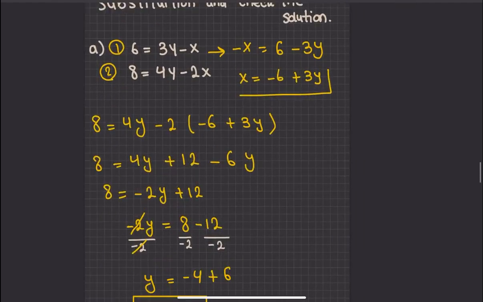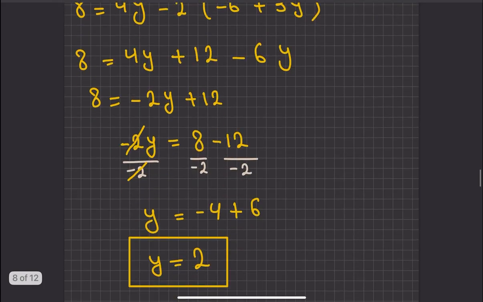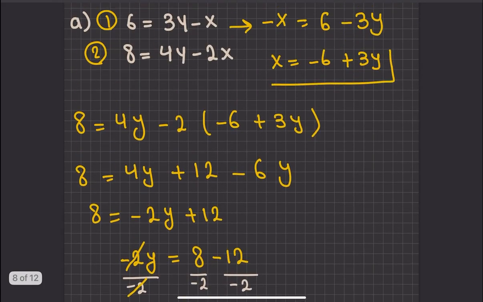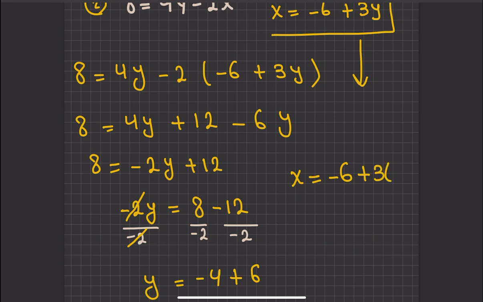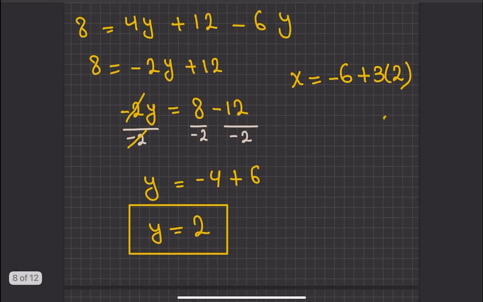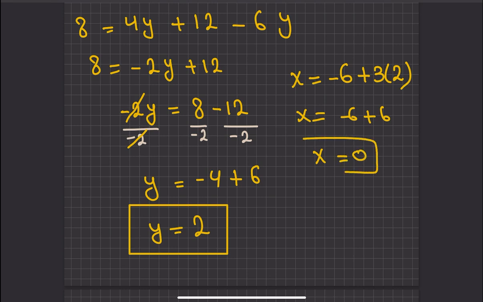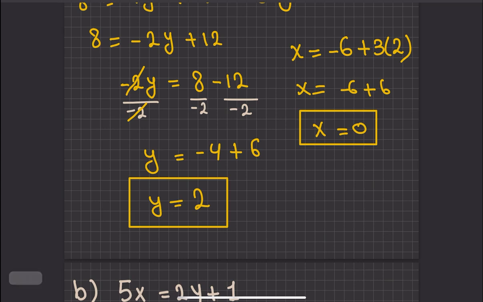And for x, I had x equals minus 6 plus 3y. I'm going to plug y in here in order to find x. So I'm just going to give you a flash here. x equals minus 6 plus 3, and instead of y, I'm going to choose number 2 because we found 2 here. 2 times 3 is 6, plus minus 6 equals x. x equals minus 6 plus 6, which is 0. So I have x is 0. So the answer is x equals 0 and y equals 2.